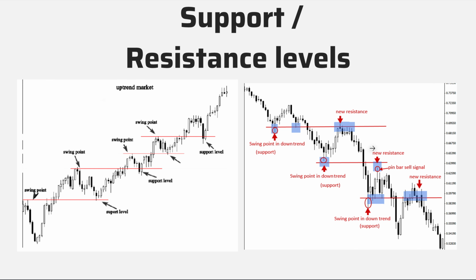All right, support and resistance level. This ties back into structure. So this is how we find our support level. As you can see, price had a swing point here. Price came down, right, breaking this swing high. Once price broke this swing high right here, this automatically became our next support level.